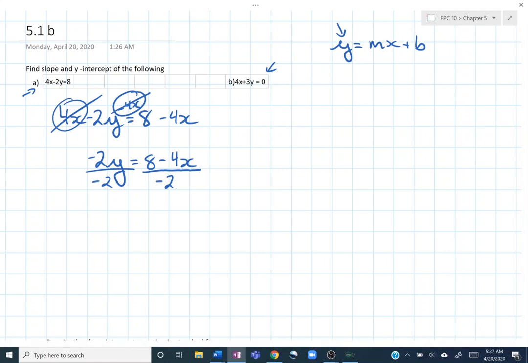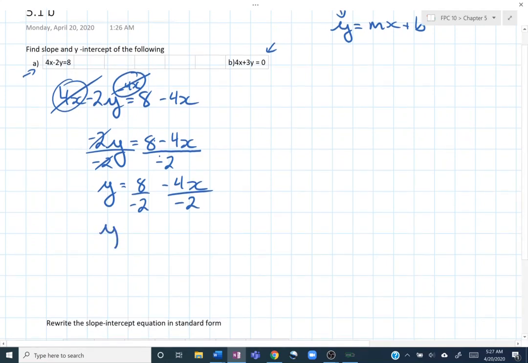On the left-hand side, negative 2 divided by negative 2 is 1. So I'm left with just y. On the right-hand side, I'm going to split this up. I can do this with fractions: 8 divided by negative 2 and negative 4x divided by negative 2. So y is equal to 8 divided by negative 2, which is a negative 4. Negative 4 divided by negative 2 is a positive 2x. And again, I'm going to reorder this so that it looks like my slope-intercept form: y is equal to 2x minus 4.